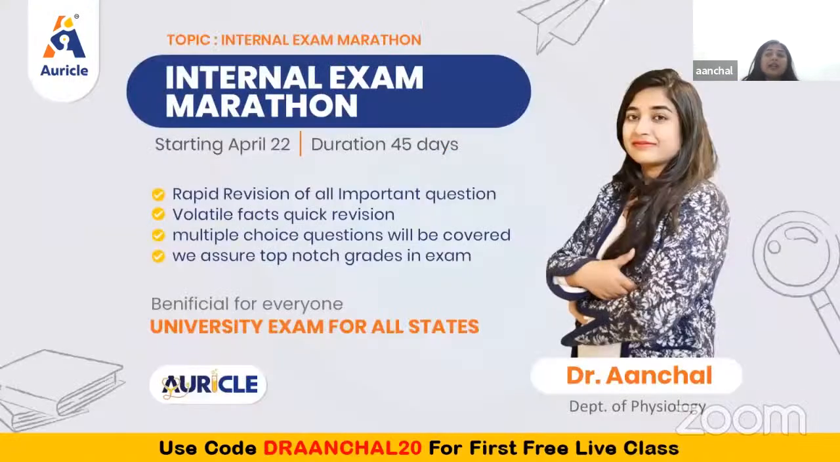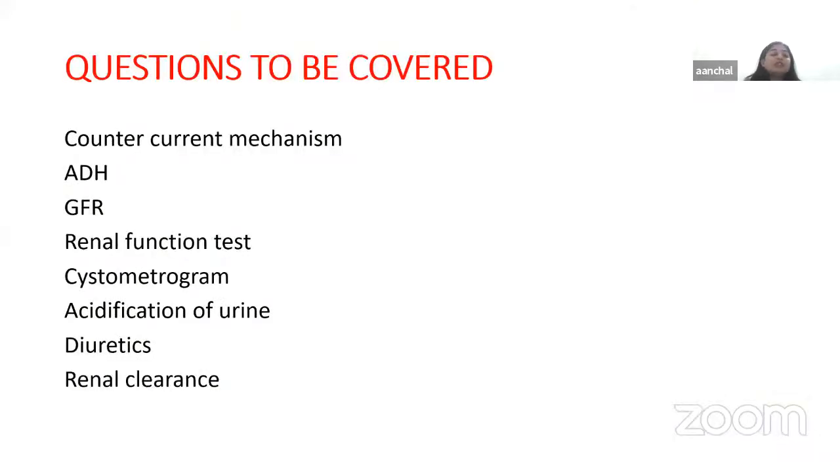So, as we have started the internal exam marathon series, there are some core features of this series, like rapid revisions of all the subjects, all the important topics, and also volatile facts, quick revision, and multiple choice questions will be covered, and also we assure top grading in the examination. So, let's discuss the important topics. In today's class, we're going to cover counter current mechanism, ADH, GFR, renal function test, cystometrogram, acidification of urine, diuretics, and renal clearance. So first we're going to proceed with JGA.